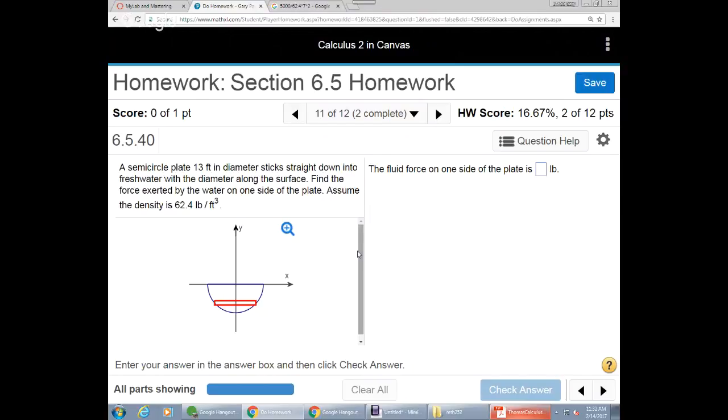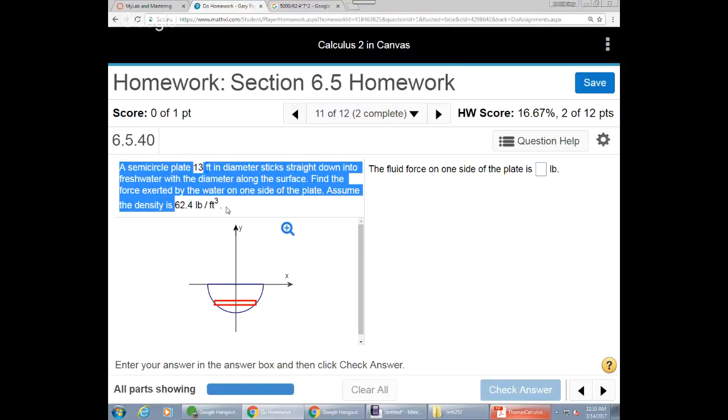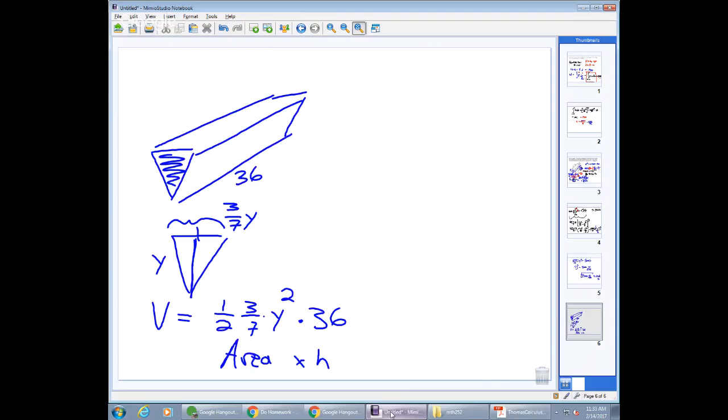So, all right, what do we got? We have a semicircular plate, 13 inches in diameter, sticks straight down into fresh water with the diameter along the surface. Assume a force is exerted by water on one side of the plate and that the density of water is 62.4 pounds per cubic foot. So this is very similar to the problem we just did with the triangular plate. It's just a circular plate instead. So let's do it. And I think I might just try a screenshot this time.